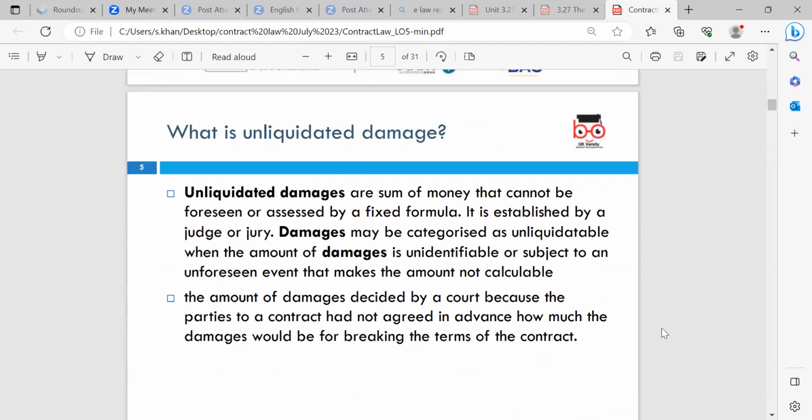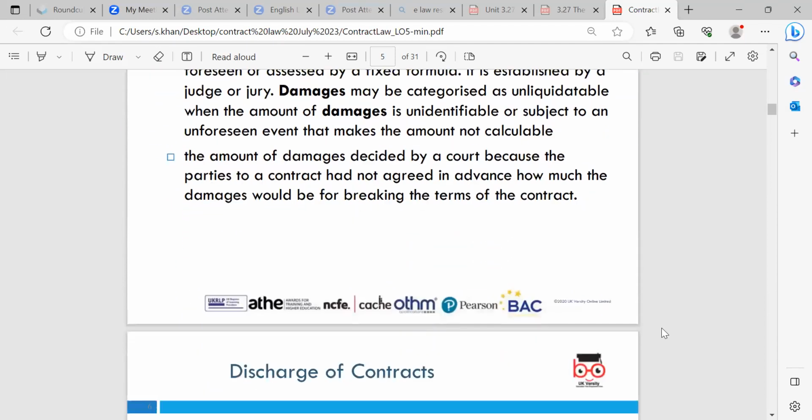So what is unliquidated damage? Unliquidated damages are a sum of money that cannot be foreseen or assessed by a fixed formula. It is established by a judge or jury. Damages may be categorized as unliquidated when the amount of damage is unidentifiable or subject to an unforeseen event that makes the amount not calculable. The amount of damages is decided by the court because the parties to a contract had not agreed in advance how much the damages would be for breaking the terms of that contract.